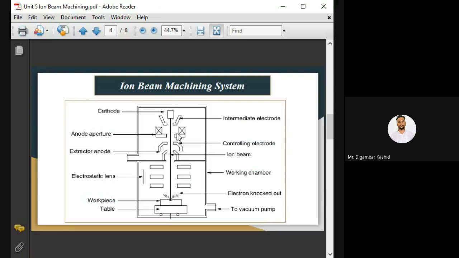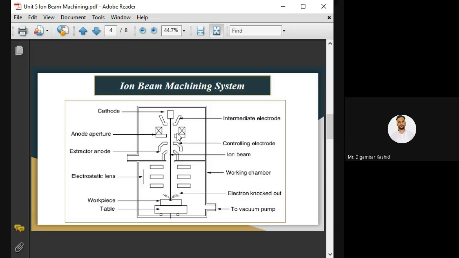Argon, Ar, plus an electron, e minus, will give the ions. Ion means Ar plus, and it will emit electrons. So the argon ions that are there will be used for the further action.